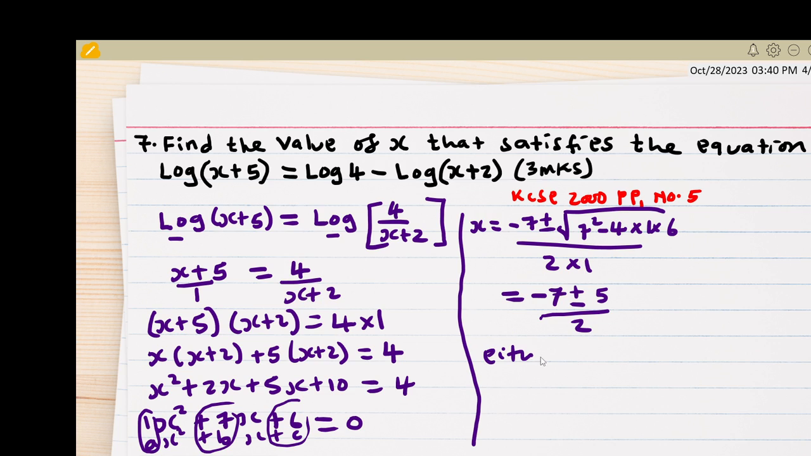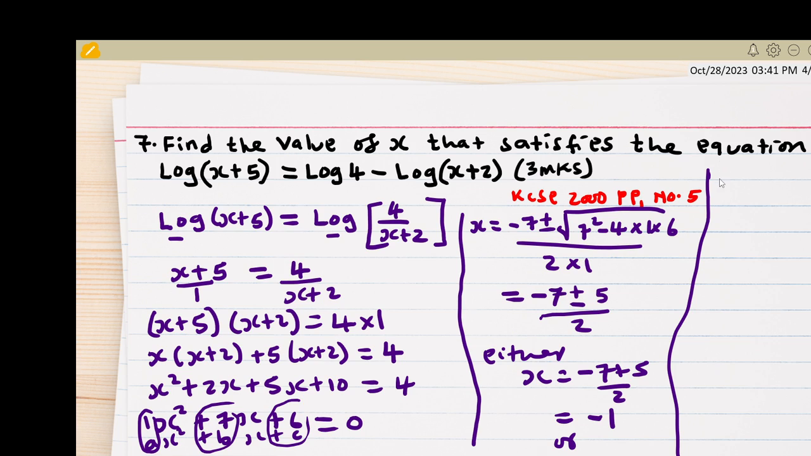So it means either x is equal to negative 7 plus 5 over 2, which will give us negative 2. If you divide that by 2, you are going to get negative 1. So x is negative 1, or x is also equal to negative 7 minus 5, then divided by 2, which will give us negative 12, divided by 2, you'll get negative 6. The other possible value of x is negative 6.